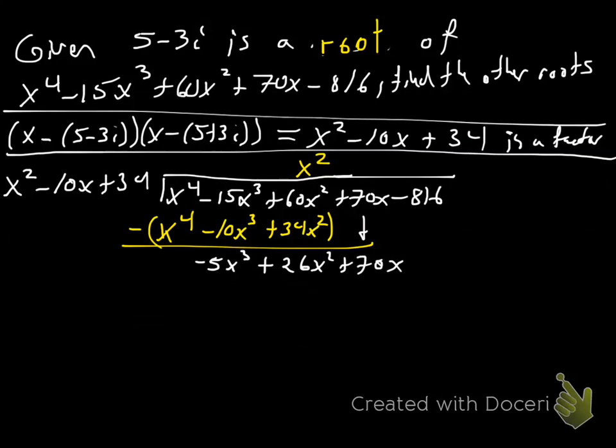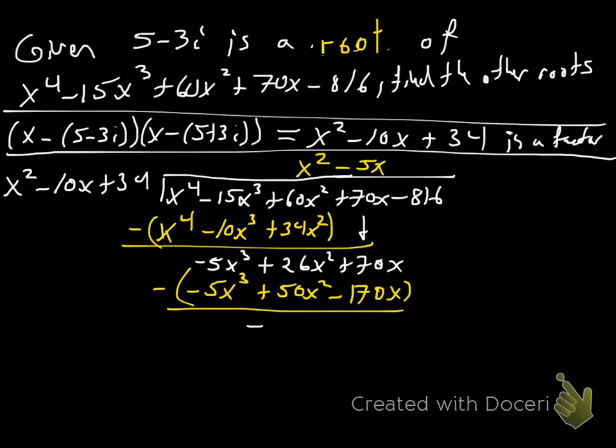x squared times negative 5x will give me a negative 5x cubed. Negative 10x times negative 5x will give me positive 50x squared. And 34 times negative 5 will give me negative 170x. Go ahead and subtract again. Negative 5x cubed minus negative 5x cubed is no 5x cubed, so those are all gone. 26 minus 50 will be negative 24x squared. 70 minus negative 170 will be, I think, 240x, okay? Bring down your last term, which is the 816.